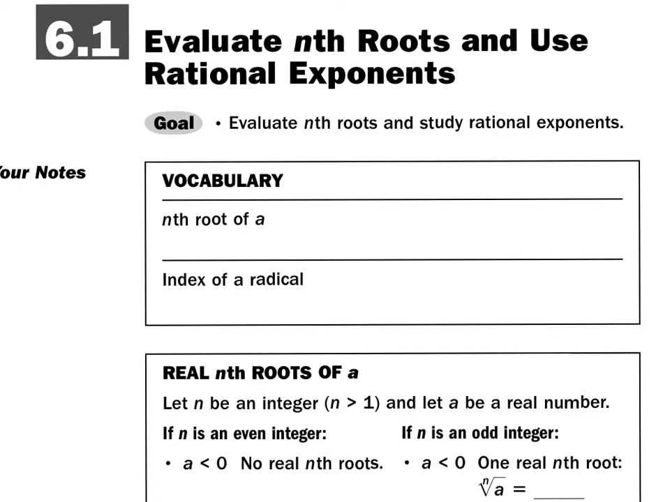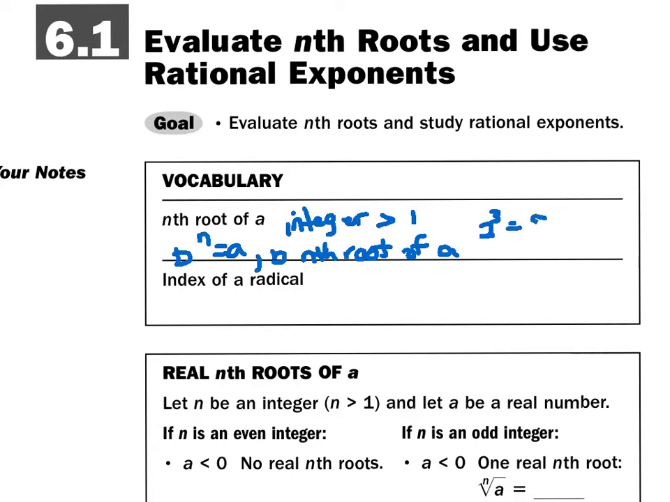So we know that an nth root of a, for an integer n greater than 1: if b to the n equals a, then b is an nth root of a. So let's say 2 cubed, 2 times 2 is 4, times 2 is 8. So 2 is a cubic or third root of 8. Cubic root of 8.